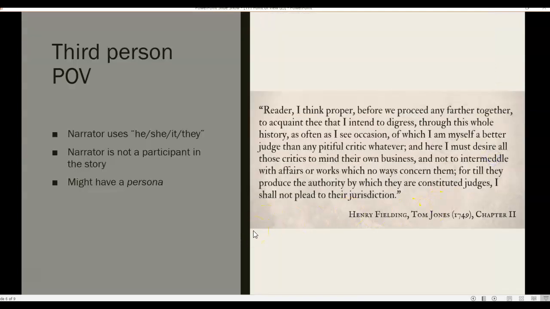There is the third person point of view. This is where the narrator uses he, she, it, or they. The narrator is not participating in the story. They're kind of this more omniscient narrator where they're looking in from the outside and they're telling you about what happened to someone else. But they're not normally happening. They're not in the story. They're not motivating the characters. They're just watching the whole thing happen.